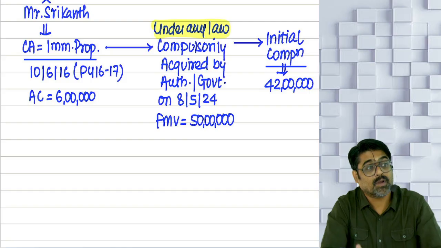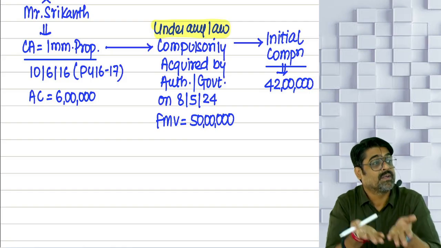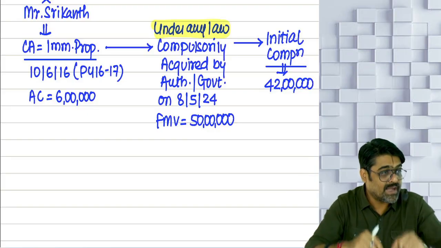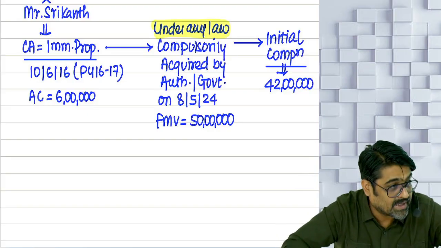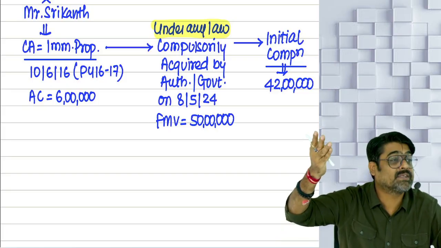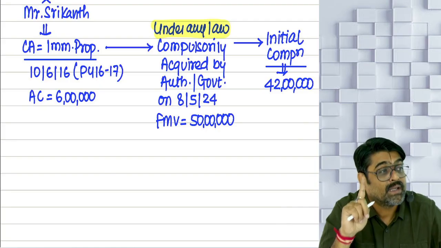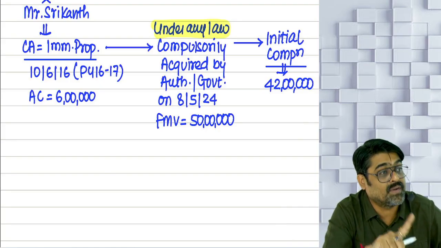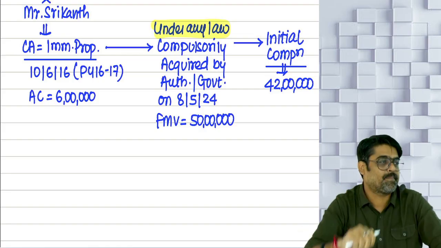No, because this gain will not be realized till the time he is not receiving the compensation. So will this gain be taxable in the year of compulsory acquisition, the year of transfer? No, this will be taxable in the year in which either the initial compensation or any part thereof is received for the first time.